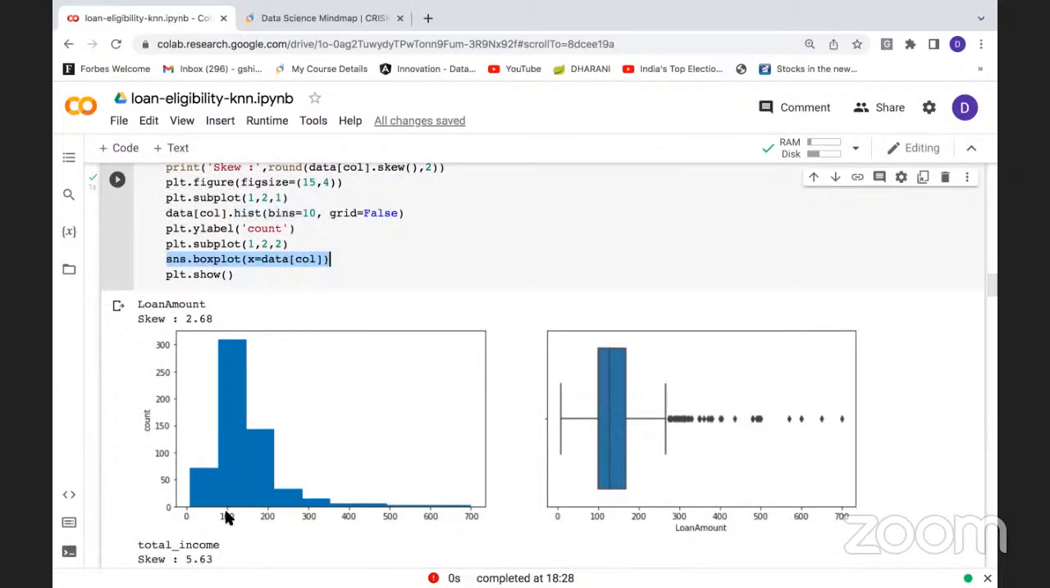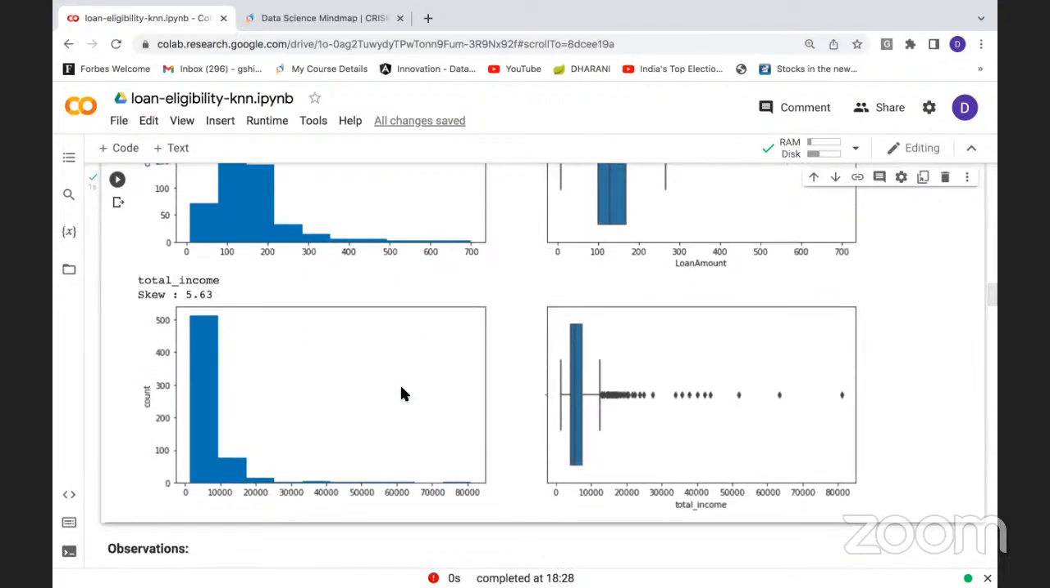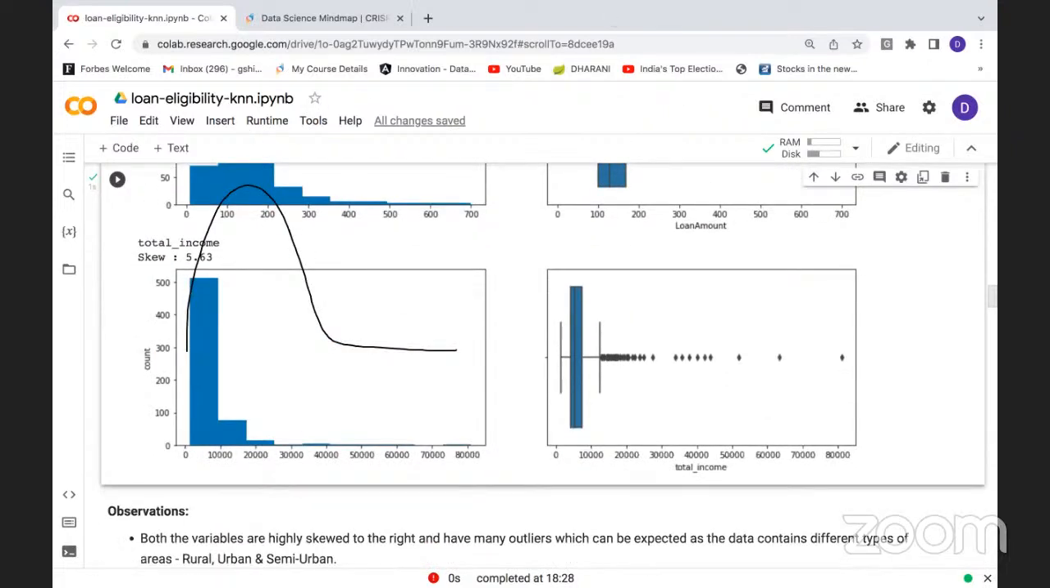If you observe here, for loan amount I got skewness of 2.68, and I can see some outliers here. One plot is the histogram, and the other plot is the box plot. Two different plots I'm getting. Skewness is 5.63. Oh my God. If you understand the distribution here, it is like this. Here also, the distribution happens to be like this, a very, very long tail. So many outliers are there.